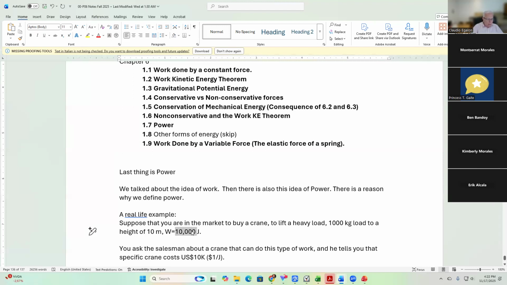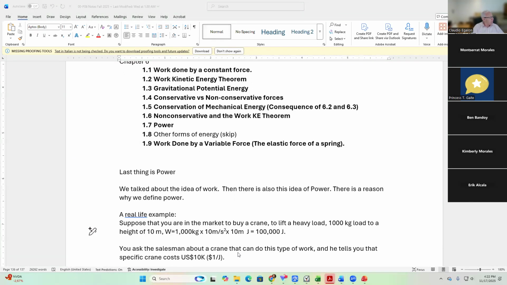The work done is going to be 1,000 kilograms times g, which is 10 meters per second squared, times 10 meters. The work done by this crane should be mg times 10 meters high. And you need this crane to do a work that's going to be 100,000 joules.